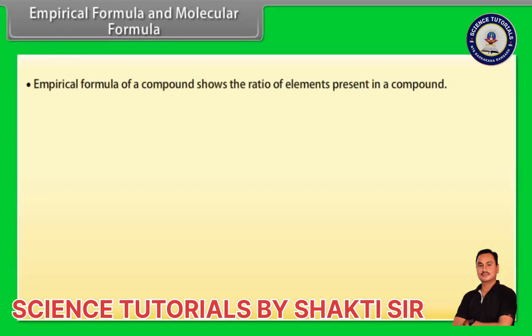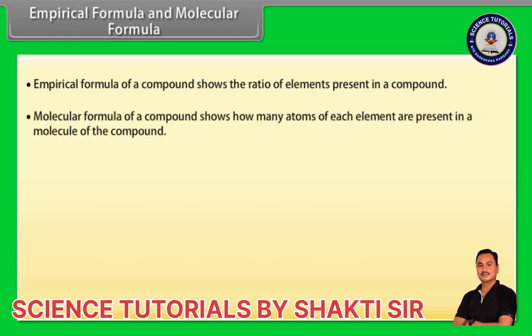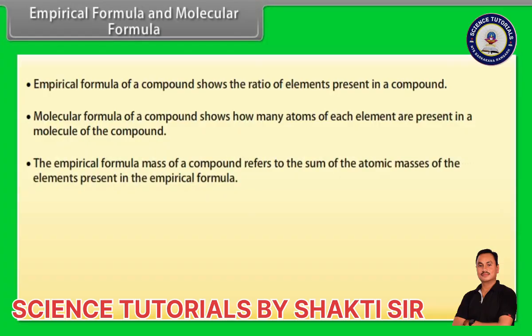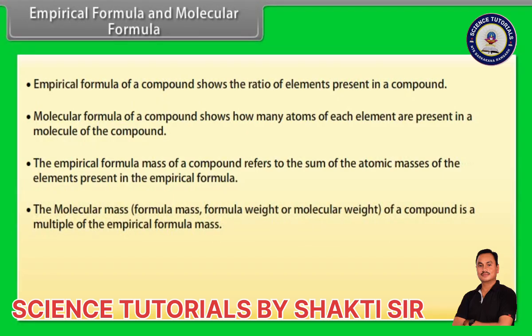Empirical formula of a compound shows the ratio of elements present in a compound. Molecular formula of a compound shows how many atoms of each element are present in a molecule of the compound. The empirical formula mass of a compound refers to the sum of the atomic masses of the elements present in the empirical formula. The molecular mass, formula weight, or molecular weight of a compound is a multiple of the empirical formula mass.